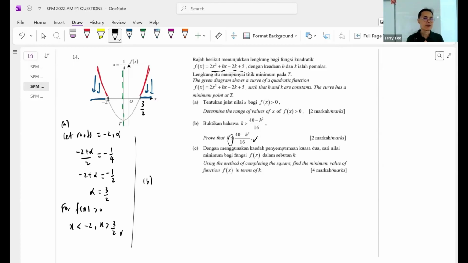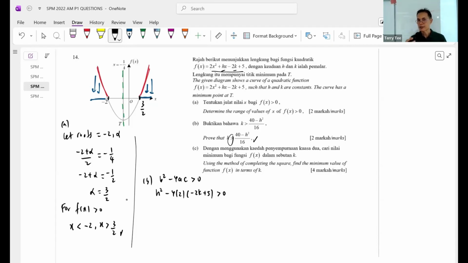How many real roots do you have? 2. What is the equation that determines the number of real roots? We call it what? Discriminant. What is that? b squared minus 4ac. So your b squared minus 4ac is more than 0 because you have 2 real roots. Okay, so we can sub in. What's your b? Okay, your a, you know, right? Your a is 2. Your b is h. Your c is minus 2k plus 5. The result is more than 0.